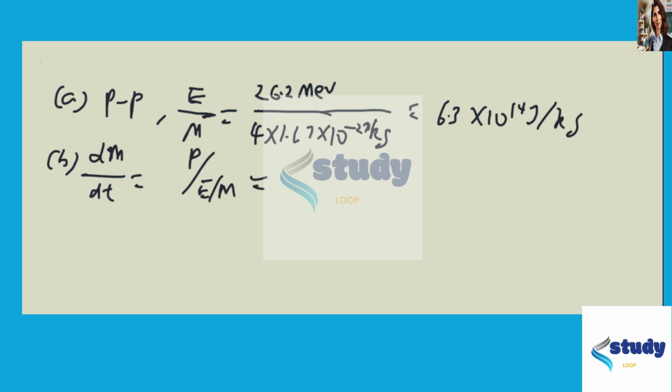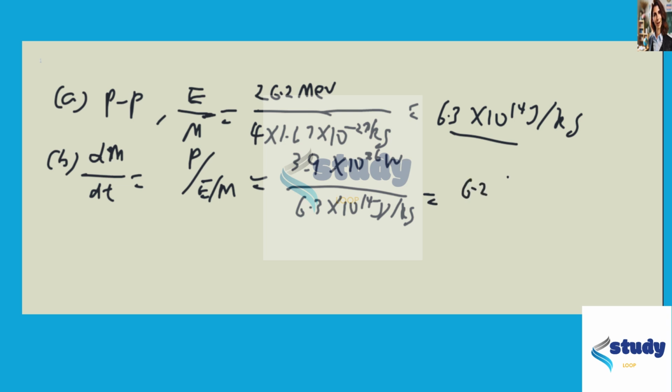Okay. So the power is given in the problem, which is 3.9 times 10 to the 26 watts, and divide by the one we found previously, that is 6.3 times 10 to the 14th joule per kilogram. So the value is 6.2 times 10 to the 11th kilograms per second.